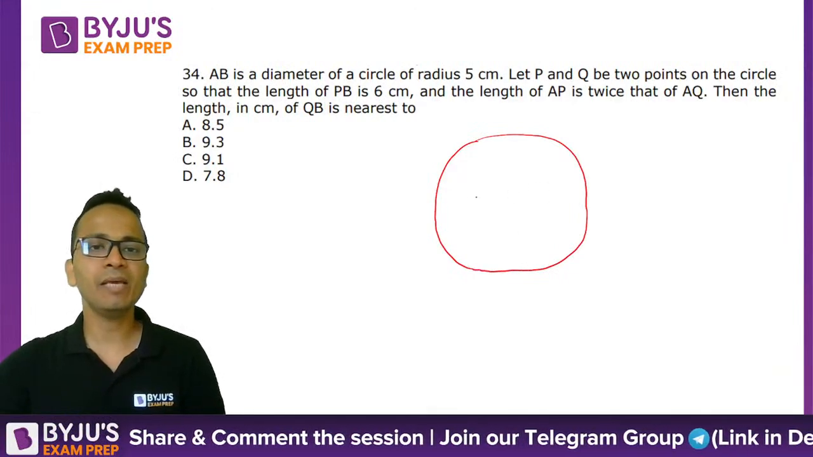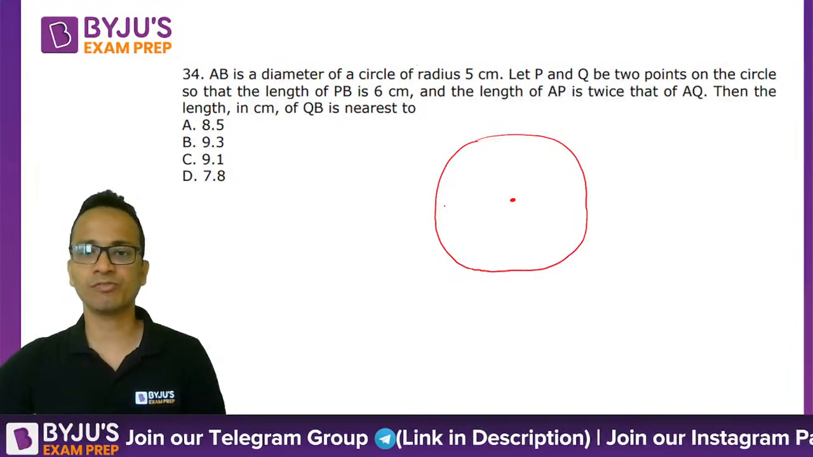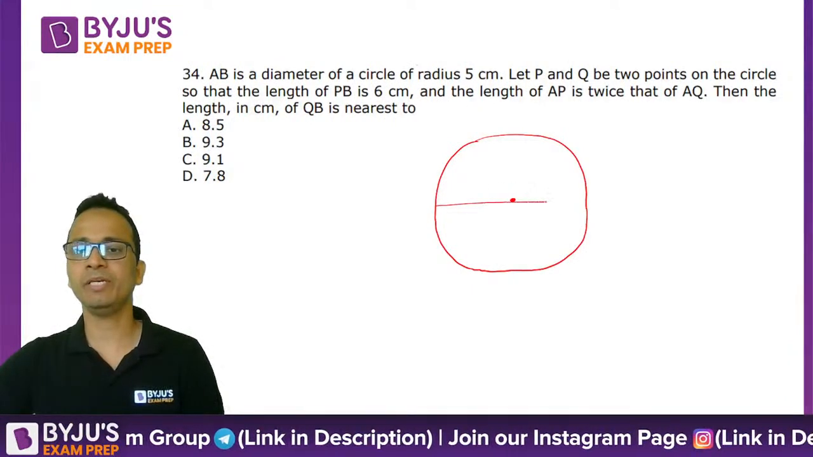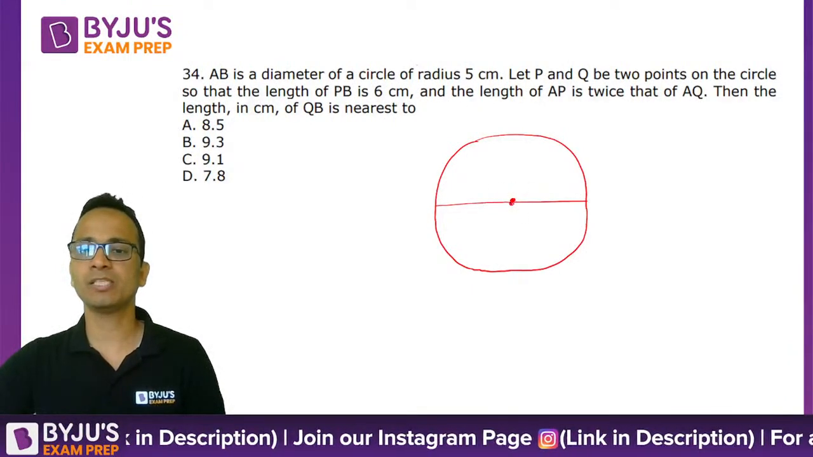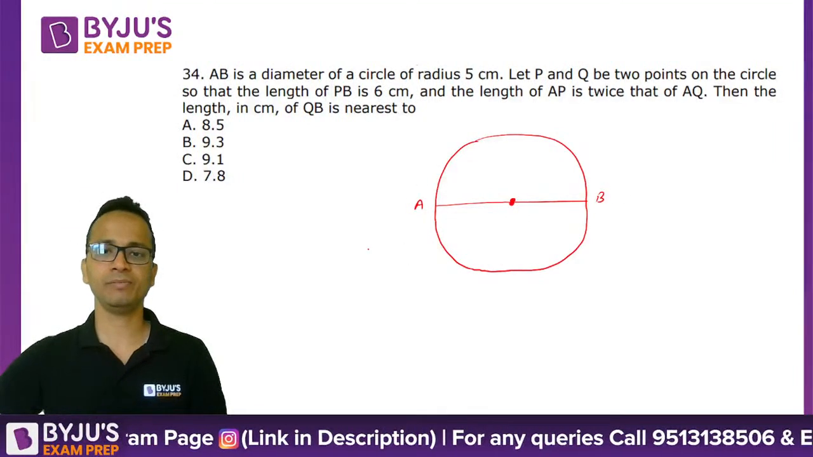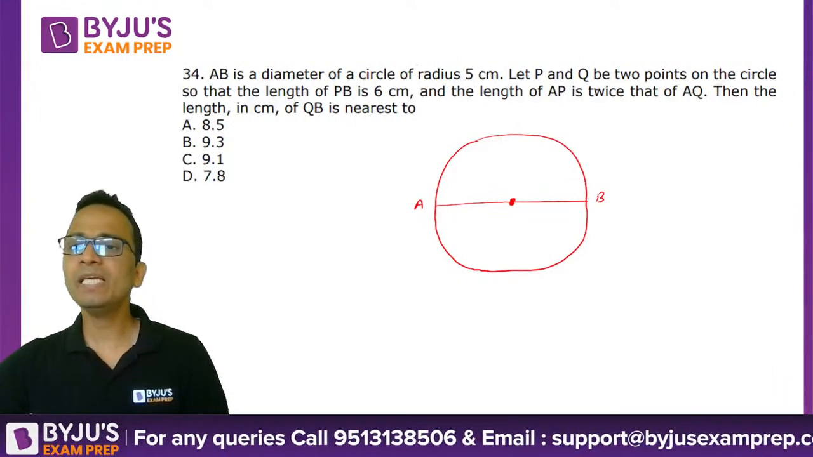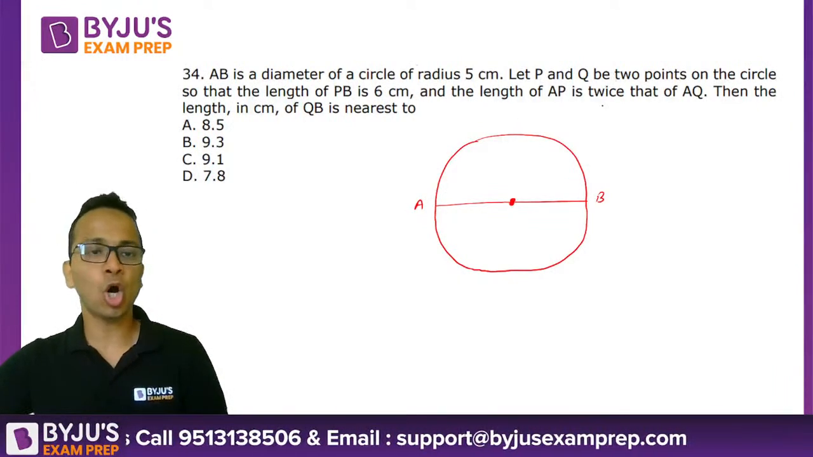Now the question says that AB is the diameter of the circle whose radius is 5. So let's draw the diameter AB passing through the center of the circle. This is point A and this is point B. Now P and Q are two points on the circle.